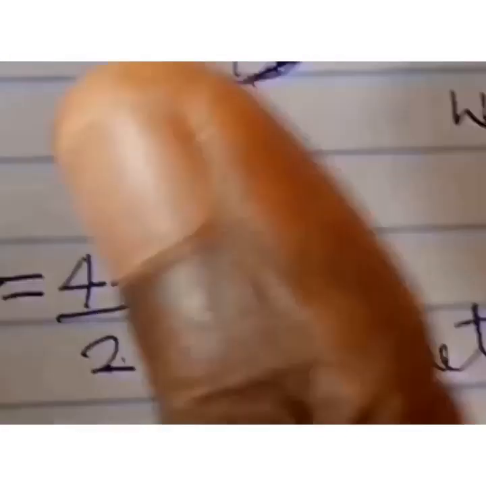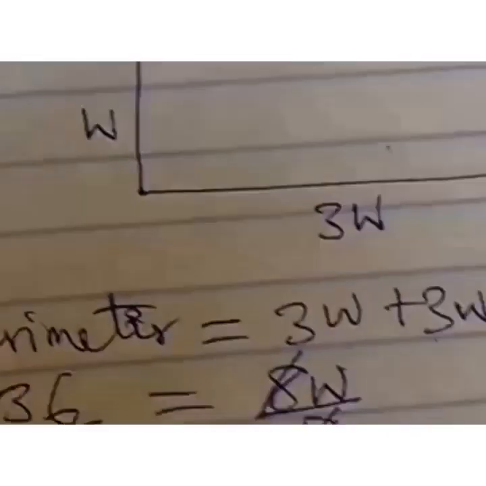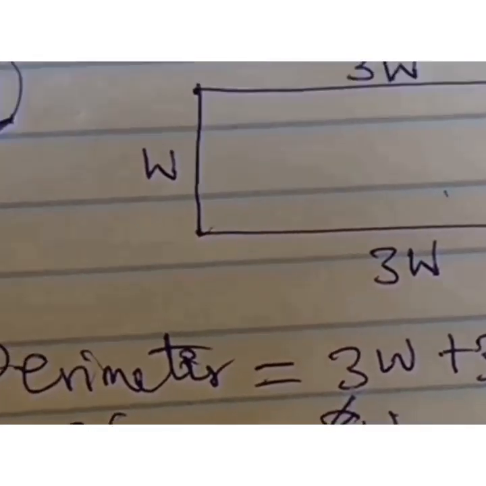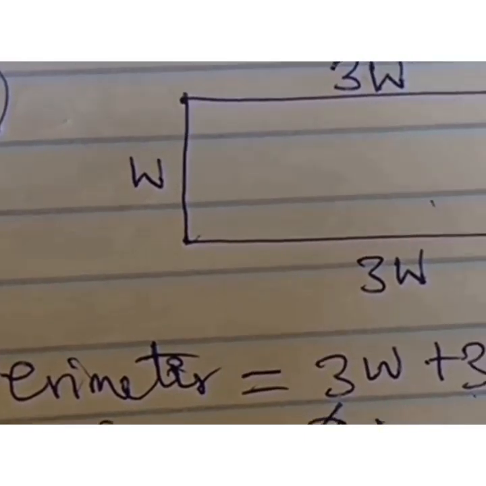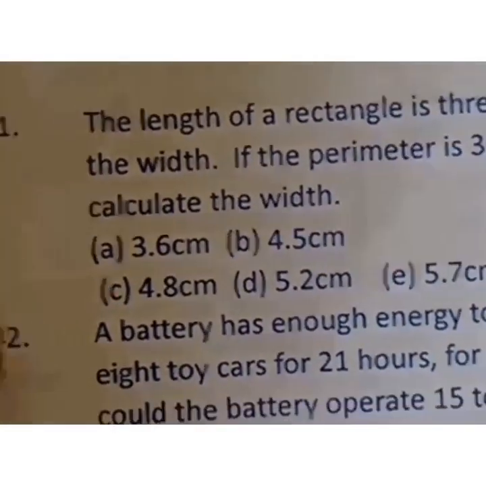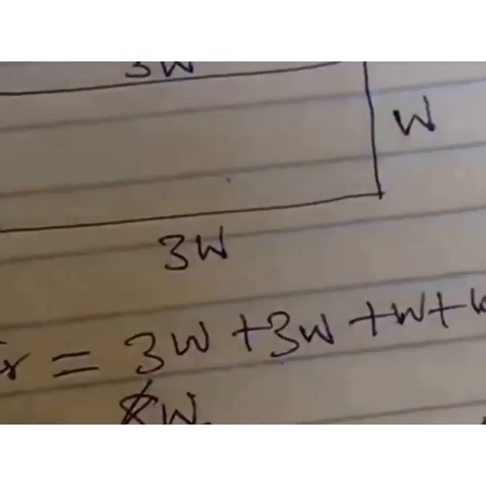So the width we are asked to find is this. So that is our width. Therefore, our width W is equal to 4.5. It is given in centimeters, so centimeters. So you can see, your answer is B. Let me indicate it here. Your answer is B, 4.5.